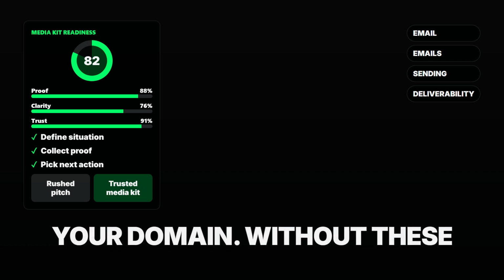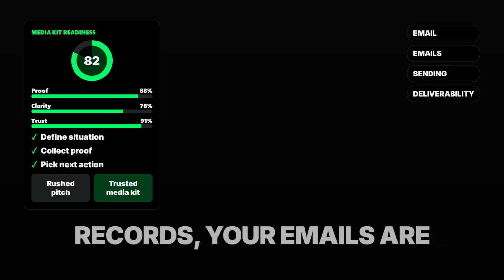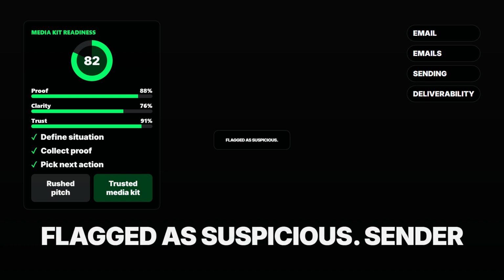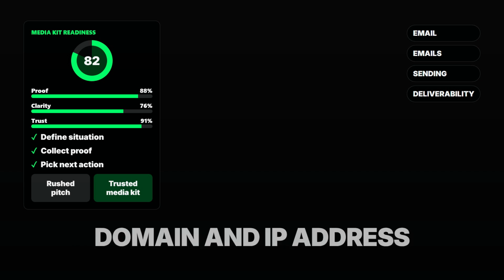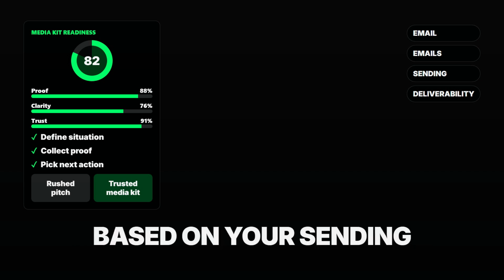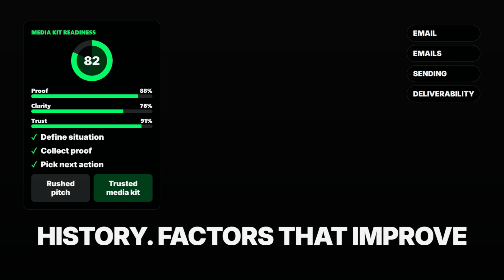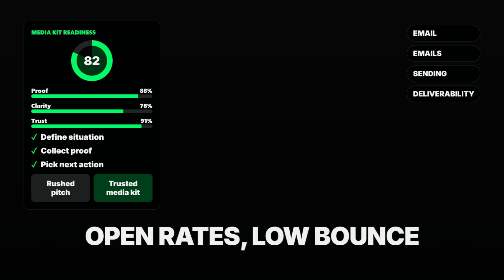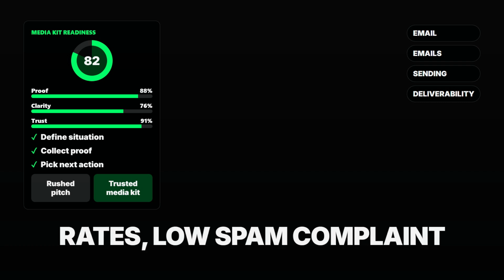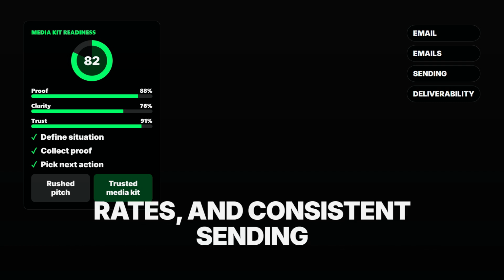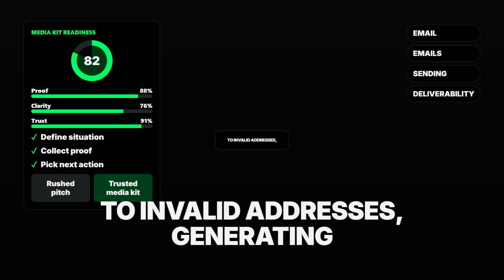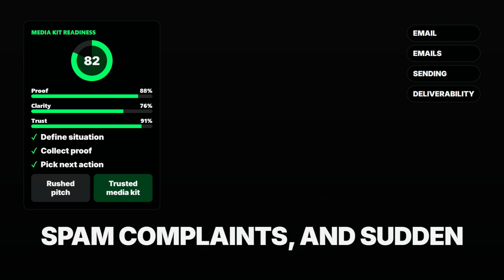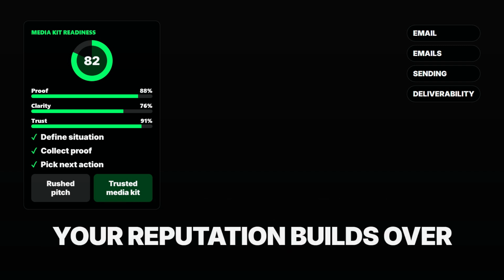Sender reputation is a score assigned to your sending domain and IP address based on your sending history. Factors that improve your reputation include high open rates, low bounce rates, low spam complaint rates, and consistent sending patterns. Factors that damage your reputation include sending to invalid addresses, generating spam complaints, and sudden spikes in sending volume. Your reputation builds over time, and recovering from a damaged reputation can take weeks or months.